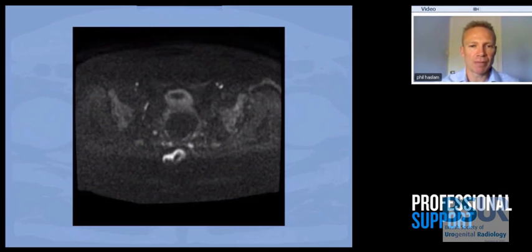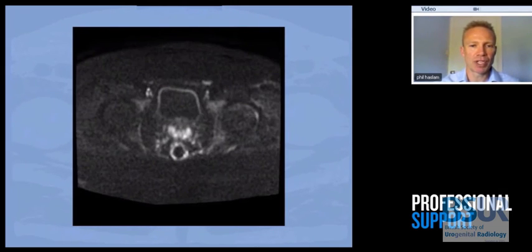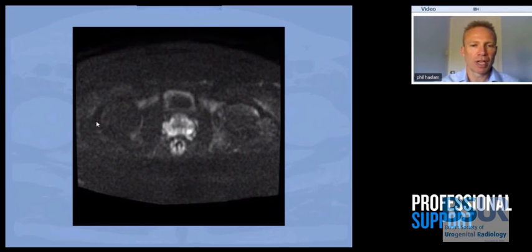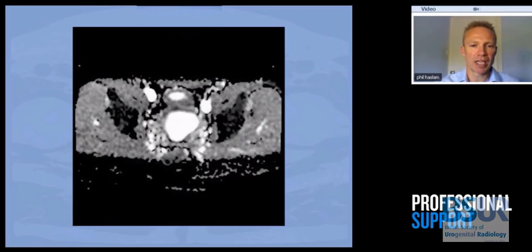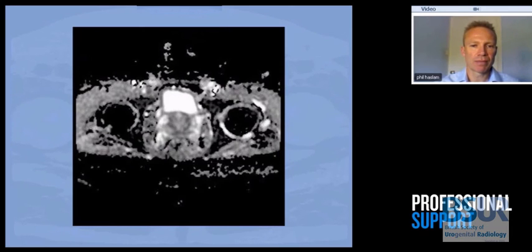Just moving on down, here is the B1400, and there's the area of very high signal. That's the tumour, compared with the moderately high signal of the compressed central zone. And on the ADC map, you'll see it here. Quite significantly restricted diffusion.